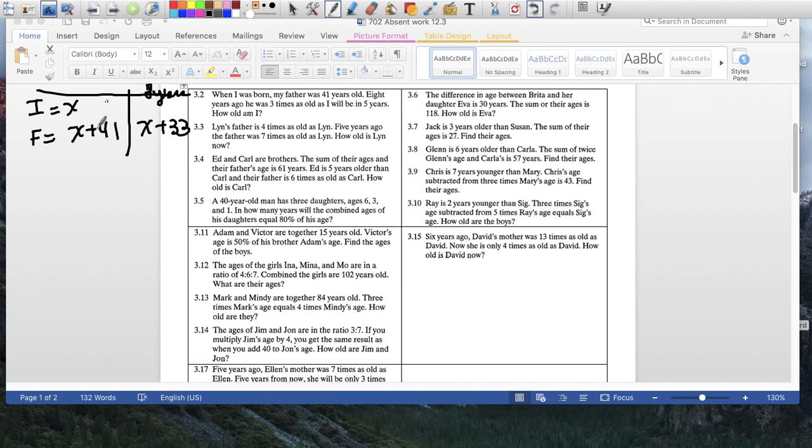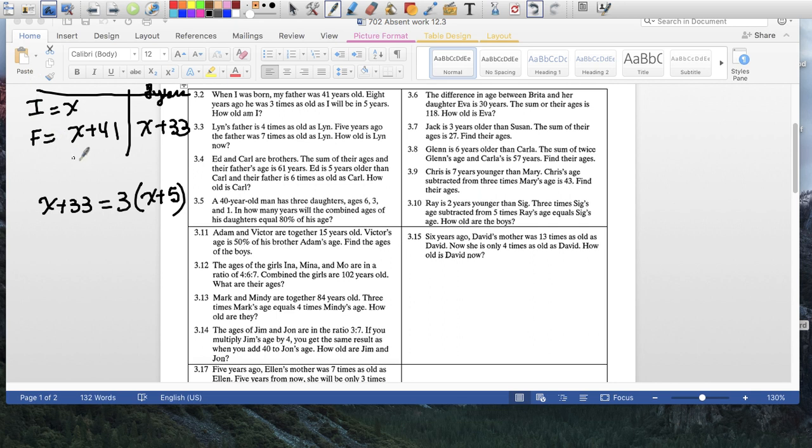All right, so 8 years ago, he was 3 times as old as I will be in 5 years, and you will be x plus 5, right? And that should have been your equation. So x plus 33 represents your dad 8 years ago, and x plus 5 represents you, whatever your age, in 5 years.